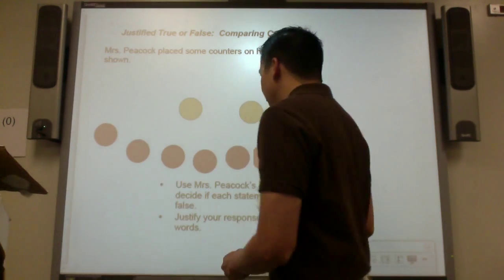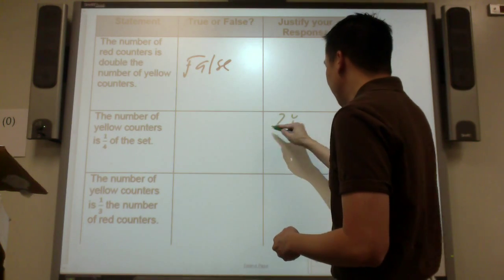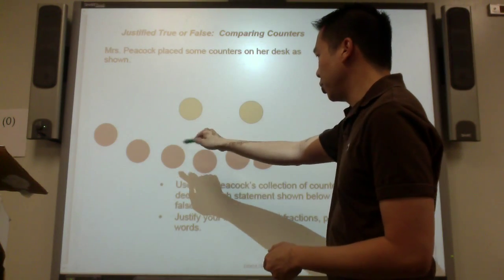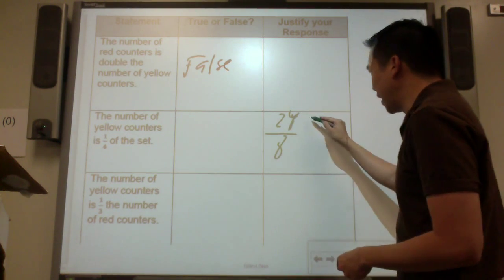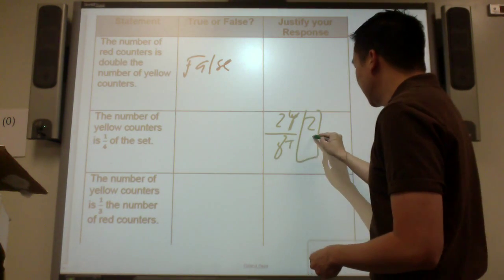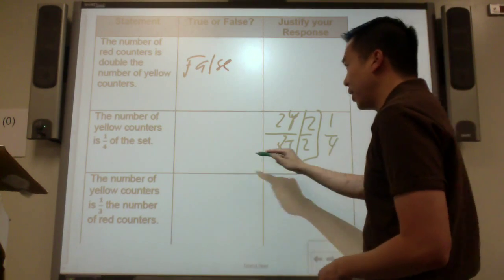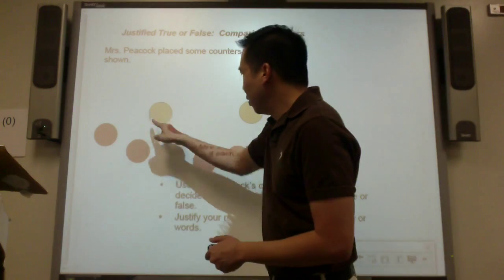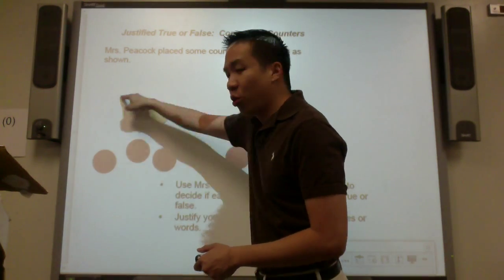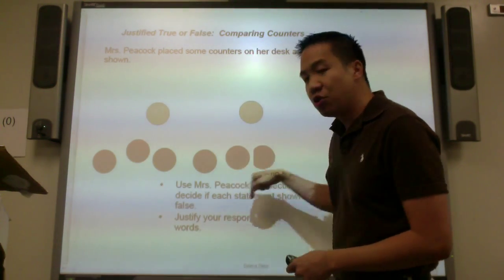So how many yellows do you see? There's 2 yellows. In a set, there are 1, 2, 3, 4, 5, 6, 7, 8. Can I simplify that? It's 1/4. That is true. There is 1 yellow to every 4 objects.